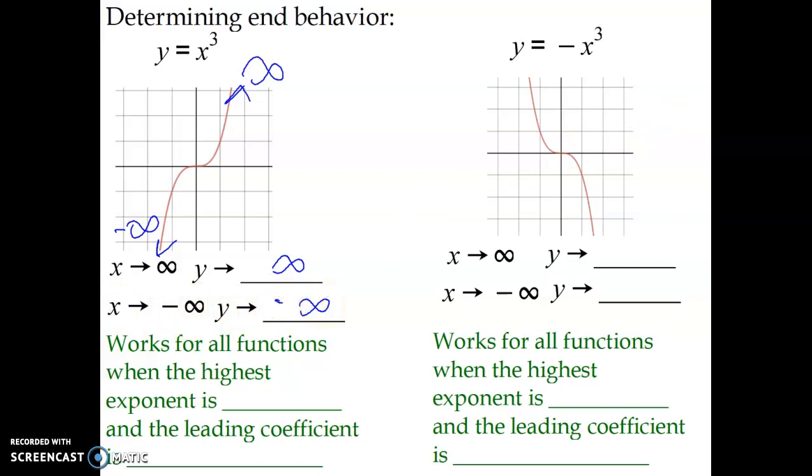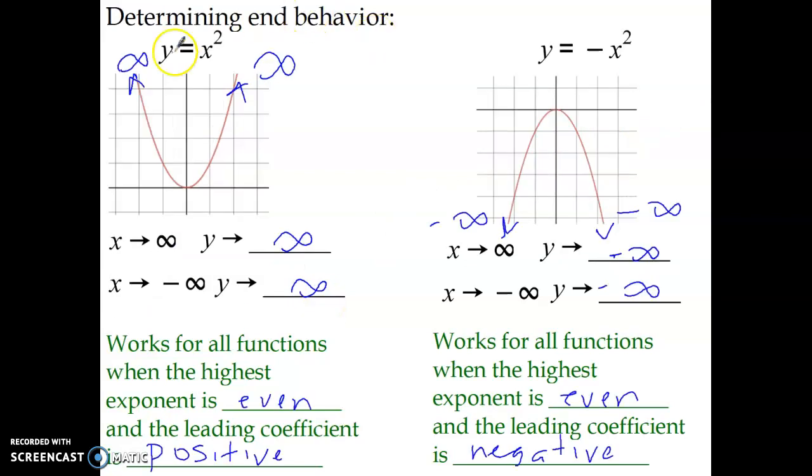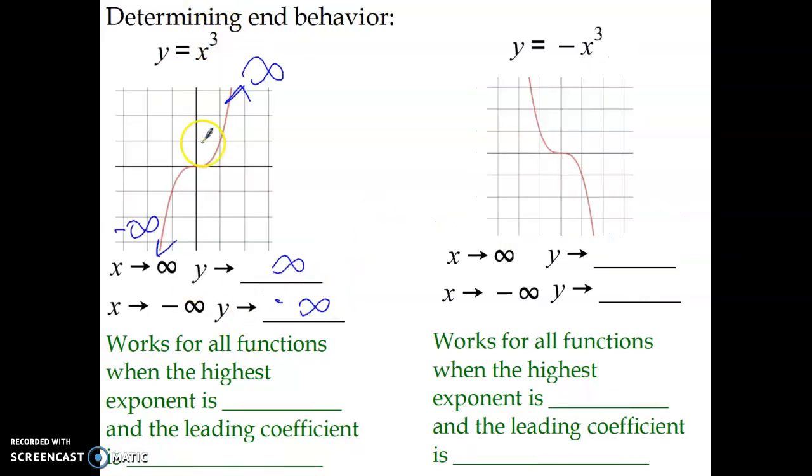Okay, now when we looked at this one with x squared, we said, okay, this works for all of the functions whose highest exponent is even. Well, same kind of thing here. This is going to work for all of the functions whose highest exponent is odd. And the leading coefficient, you guys know there's an understood one right here. One is positive, so that leading coefficient is positive. That's what goes in the second blank.